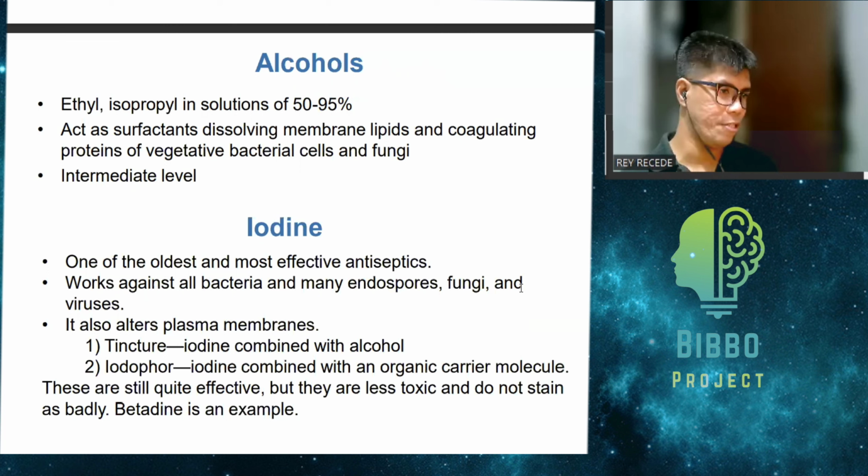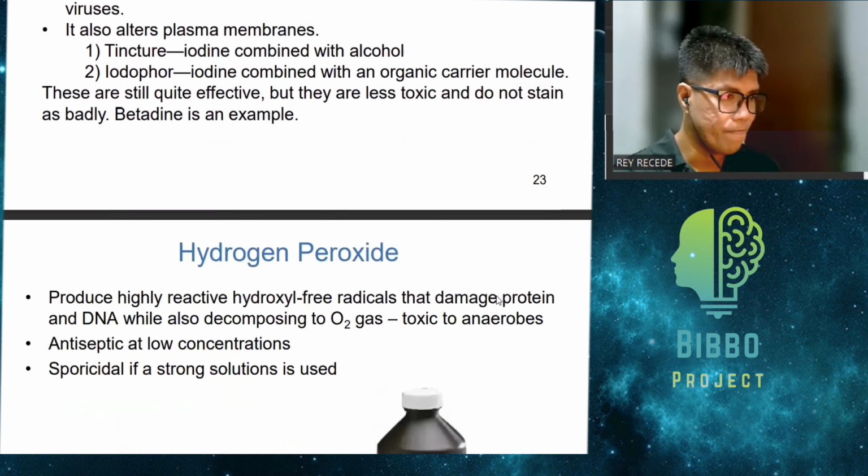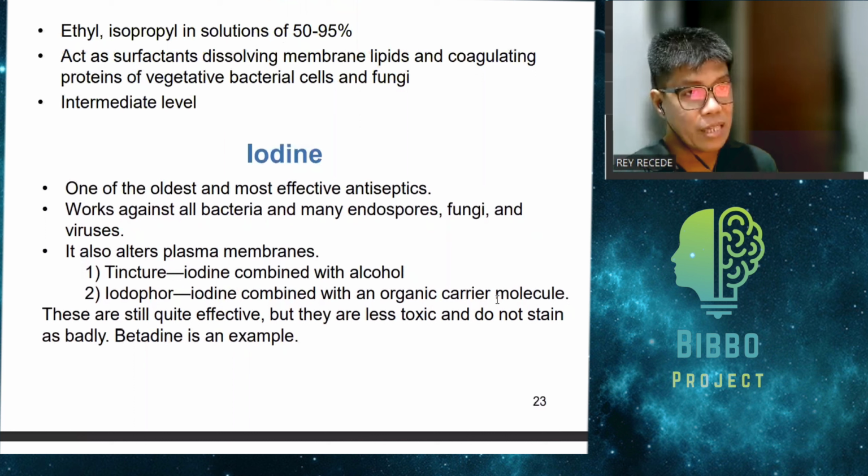Iodine, one of the oldest and most effective antiseptics, works against all bacteria and many endospores, fungi, and viruses. It also alters plasma membranes. Examples are tincture, iodine combined with alcohol, and iodophore, iodine combined with an organic carrier molecule. These are still quite effective up until now, but they are less toxic and do not stain as badly. Best example is betadine. Remember, I've been telling you betadine is not only directly applicable to wounds, but we also have betadine gargle right now, right?